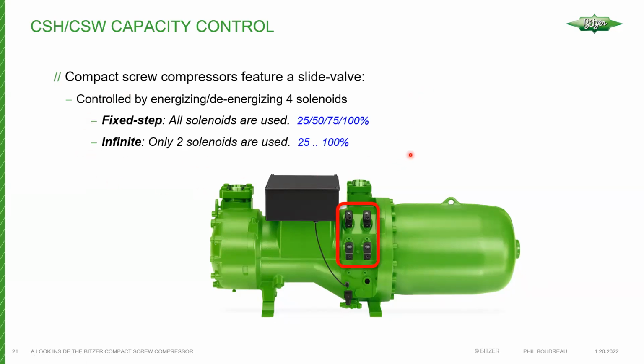Basically using these 4 solenoids, we can control based on a fixed step mode where we can operate the compressor at steps 25, 50, 75, and 100%, or we can drive the slide valve anywhere in between, hence the term infinite, using just 2 solenoids, for example, and pulsing those 2 solenoids.